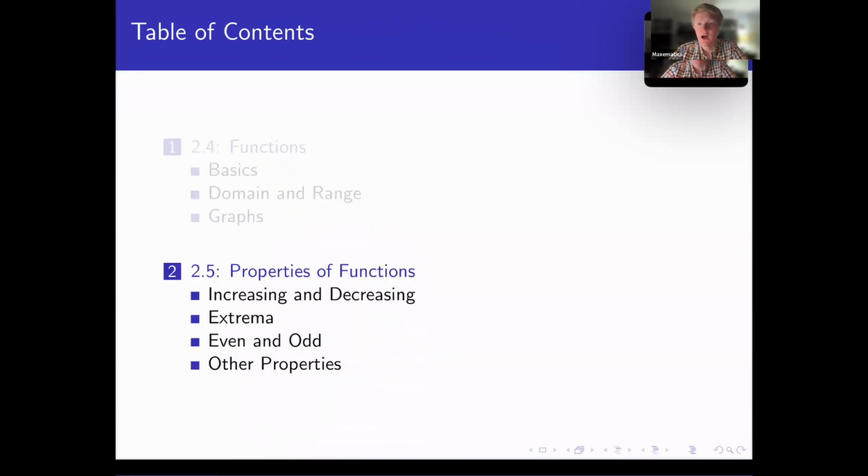Okay, so with that said, that's the end of 2.4. 2.4 really sets the stage for functions, but in 2.5, we're going to get back to looking at some of the properties of functions. So I will see you in 2.5.